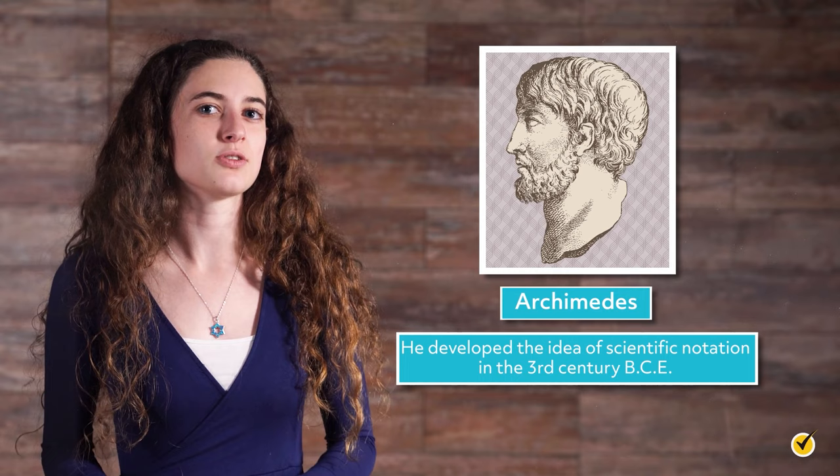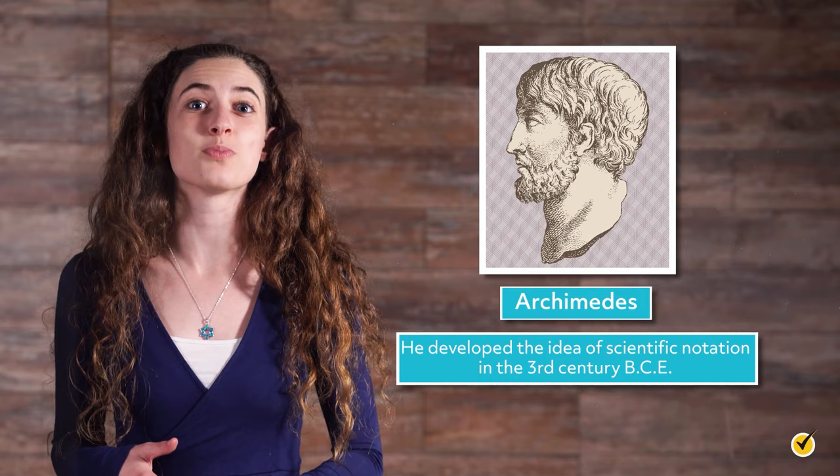The idea of scientific notation was developed by Archimedes in the 3rd century BCE, where he outlined a system for calculating the number of grains of sand in the universe, which he found to be 1 followed by 63 zeros. His work was based on place value, a novel concept at the time.